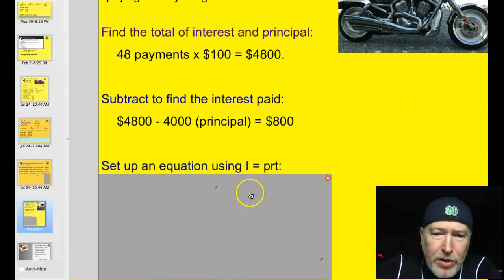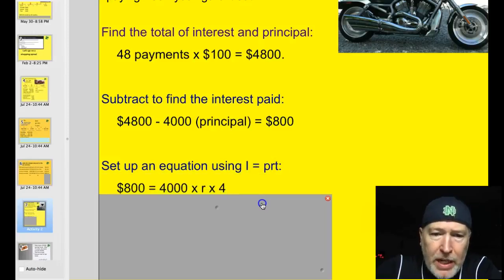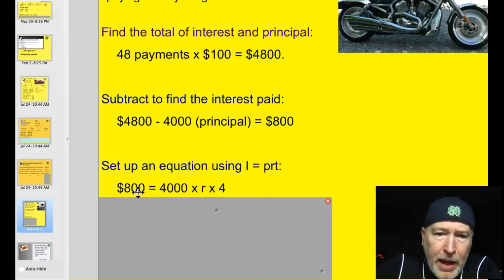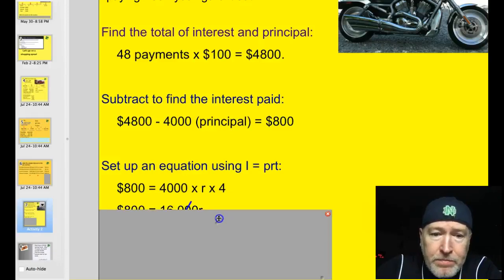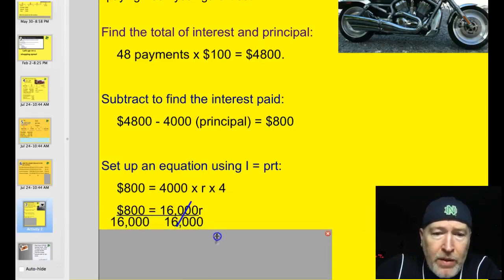So now we've subtracted, we can start to plug things in here. So let's set up an equation. The interest is equal to the principal times the rate times the time. I think we've got all the numbers we need now. So here's the interest he paid, $800, $4,800 total minus the $4,000 principal. The principal was $4,000 times some rate, we don't know what it is, times the 4 years. This was 48 payments or 4 years. Well, now we can simplify that. We take the 4,000 times the 4, and we come up with 16,000 times R is equal to 800.